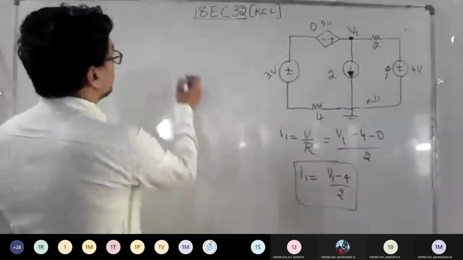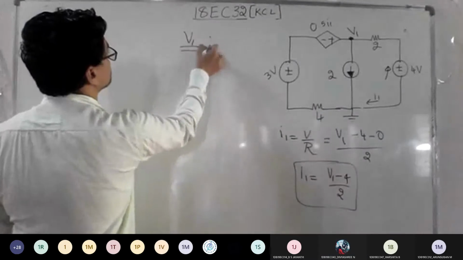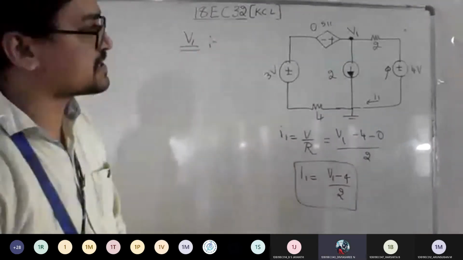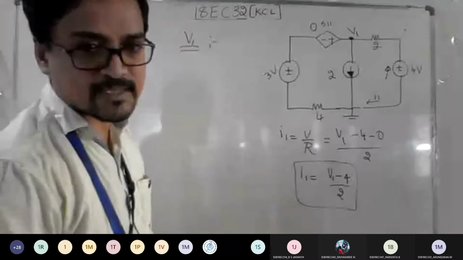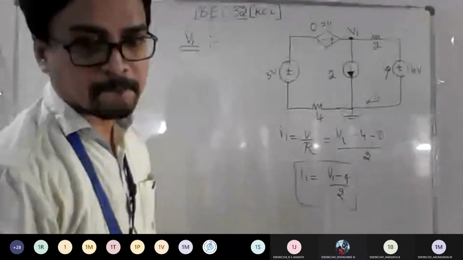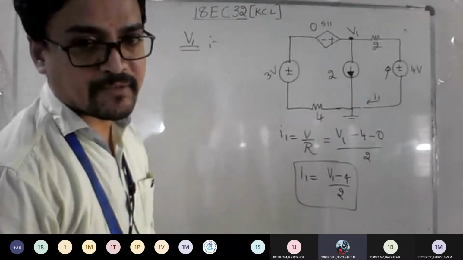Now tell me the node equation at V1. So how many branches are there? 3 branches, correct? Equation.